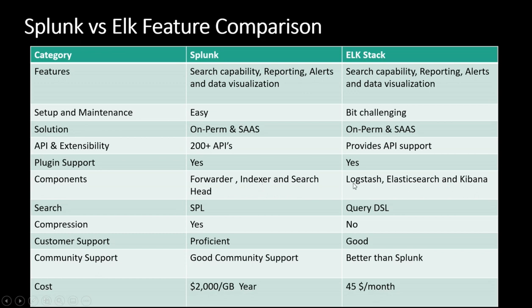So the only difference is that here you have to install three softwares, Logstash, Elastic and Kibana. Here there will be only two softwares, Forwarder and Splunk Enterprise Edition, and we can make the Enterprise Edition act as indexer or search head by doing some configuration changes. Both support search capabilities like SPL and query DSL, and SPL has more popularity over DSL. When it comes to compression, Splunk supports compression whereas ELK stack doesn't support compression.